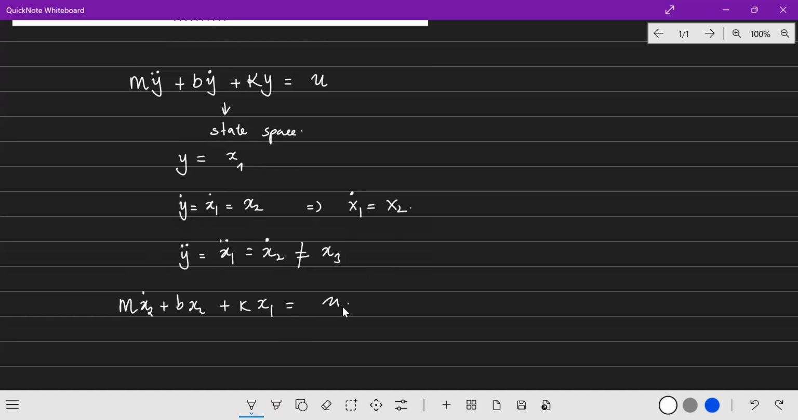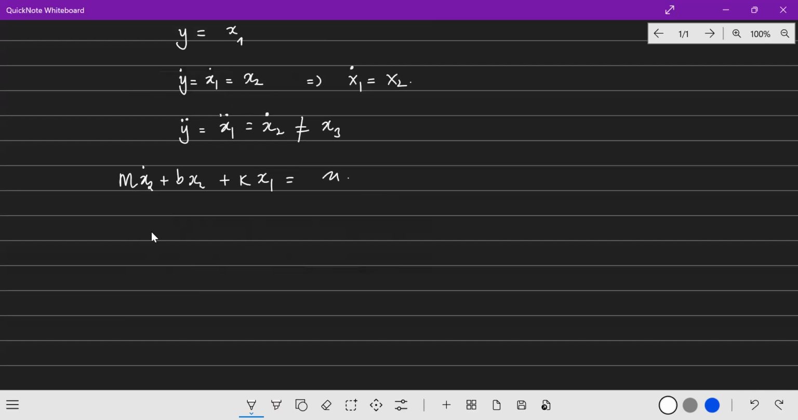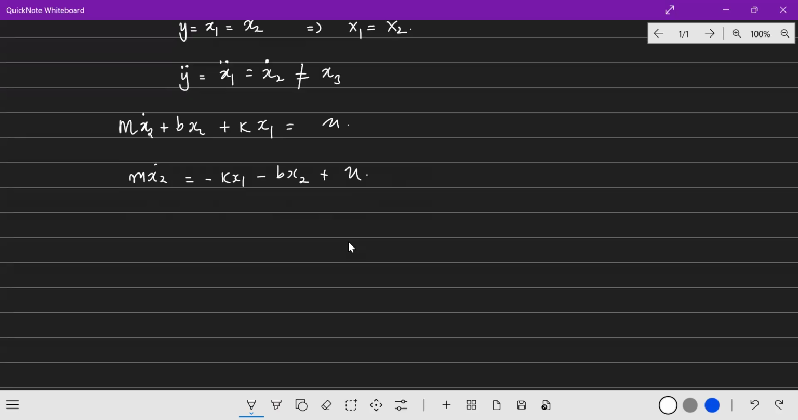So let us now solve for x2 prime. m x2 prime equal to, let's write them in order, okay, starting from x1, so this will be negative k x1 minus b x2 plus u, okay. All right, now let us divide by m. x2 prime is equal to negative k over m x1 minus b over m x2 plus, this is the same as 1 over m u, isn't it?